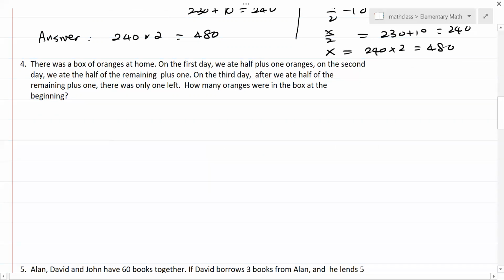So problem number 4: there was a box of oranges at home. On the first day, we ate half plus 1 oranges. On the second day, we repeat the same way, eat half of the remaining plus 1. Then on the third day, after we ate half of the remaining from the second day, plus 1, there was only 1 left. How many oranges were there in the box? Now this is a little bit more complicated than the previous one because we do that 3 times.